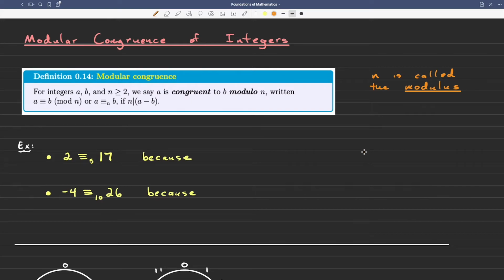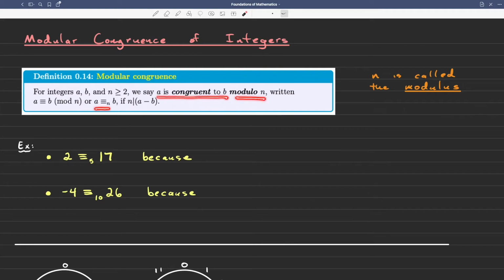All right, next concept to talk about, and this may be a new one for you. You may or may not have seen it, but it's called modular congruence of integers. It's a way that we think about two integers as being kind of the same, but it's another relationship we can express between two integers. In this setup, we have a and b are integers, and then we have a third integer n, which you're going to assume is greater than or equal to 2.